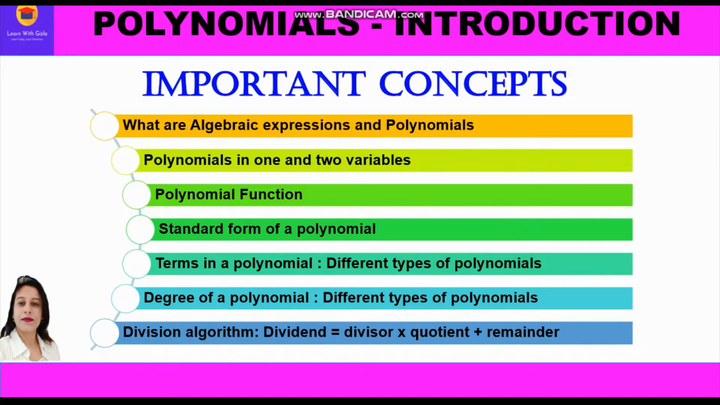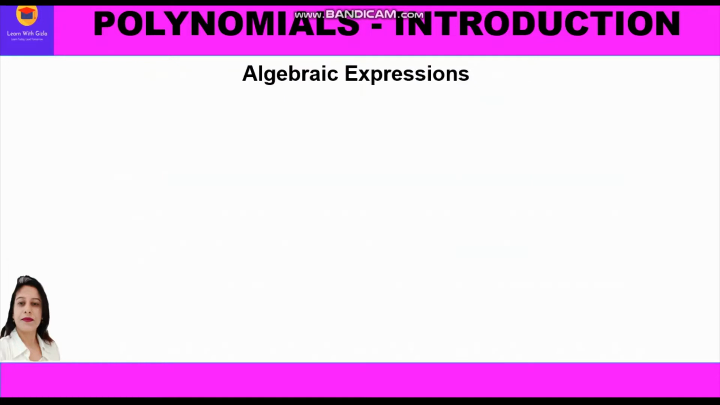we have the division algorithm, that is, dividend is equal to divisor into quotient plus remainder. It is used as the basis for dividing one polynomial by another. So first of all, let us study about algebraic expressions.